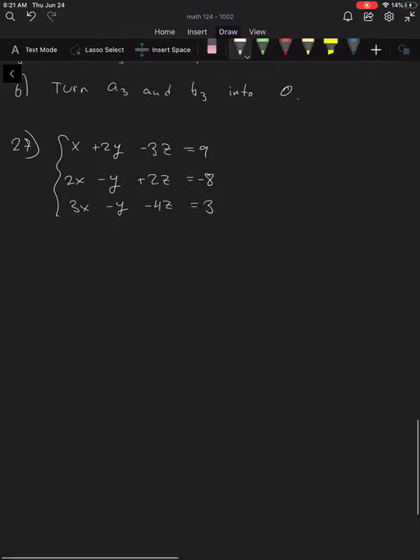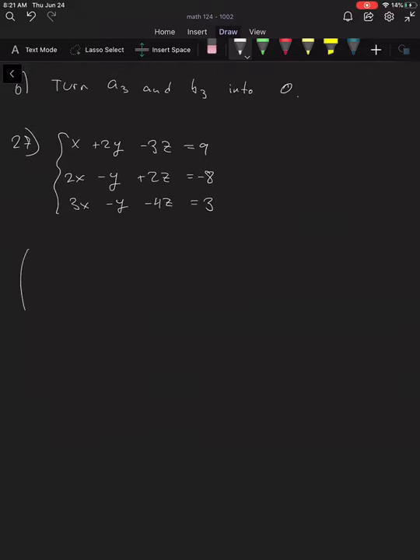Okay, so the first step is let's turn this into a matrix. So we're going to have 1, 2, minus 3, and then 9. And then 2, minus 1, 2, minus 8, 3, minus 1, minus 4, 3. Let's make sure we copied everything down correctly. So 1, 2, minus 3, 9. 2, minus 1, 2, minus 8. Okay, so all looks good.